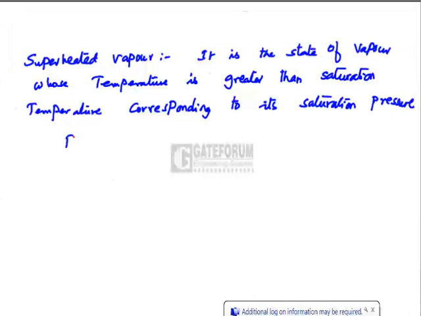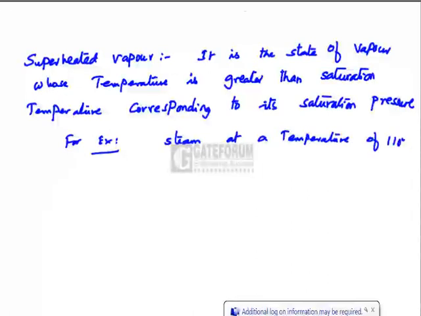For example, steam at a temperature of 110 degrees centigrade at 1 atmospheric pressure is superheated vapor.